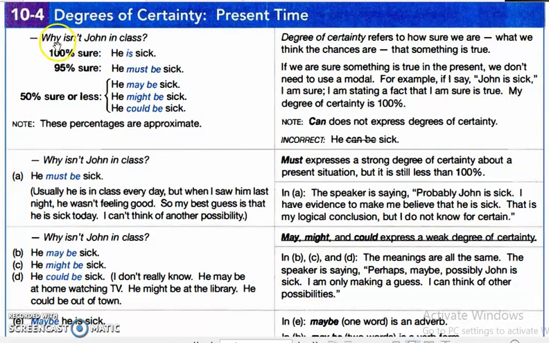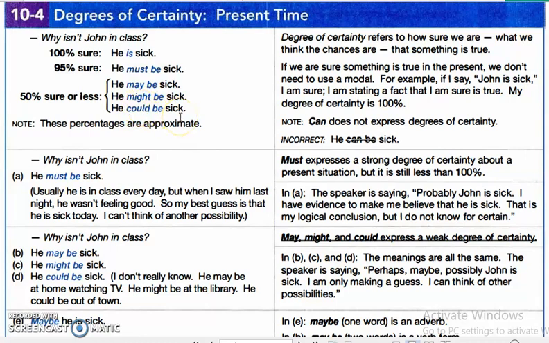For example, if someone asks you, why isn't John in class? So if you are 100% sure, you just say he is sick. Just say a simple sentence in present time. You don't need to use any modals if you are 100% sure. However, if you are only about 90 or 95% sure about it, you can use modal must. He must be sick. But if you are about 50% more or less sure about it, you may use may, might, or could.